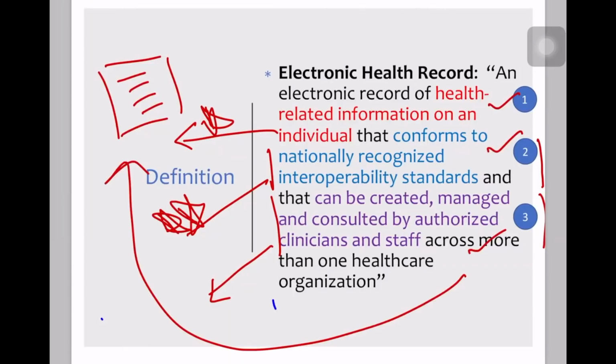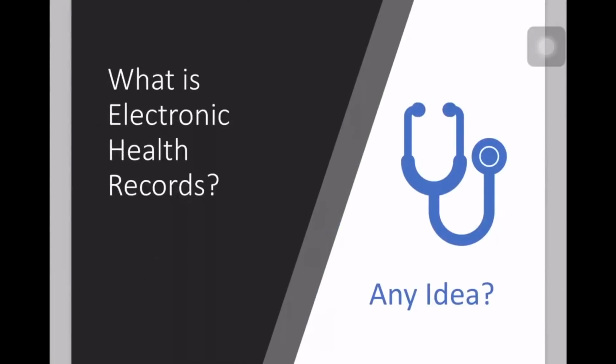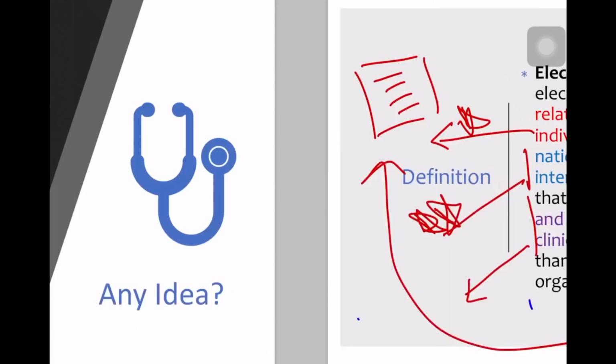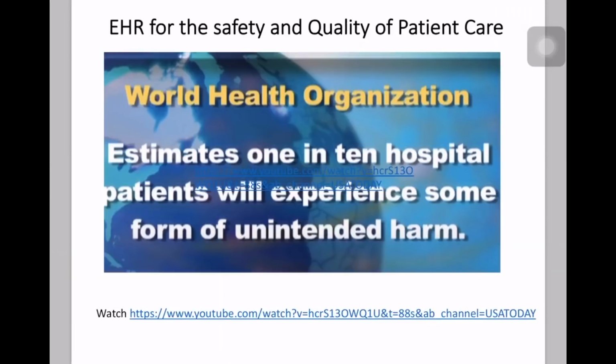Okay. Now write on your piece of paper whatever you have got from this definition, and then you can compare it with whatever you already wrote about the concept of electronic health records. All right, let's move on.